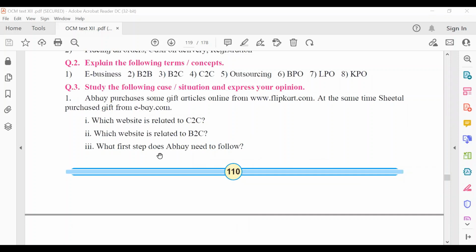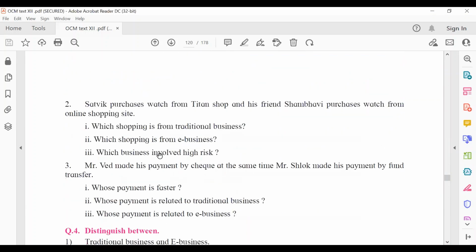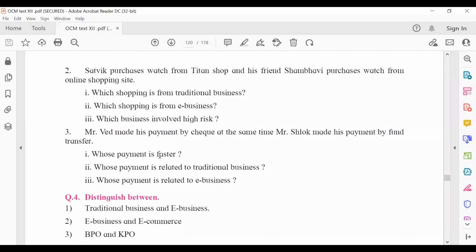One more question that has been asked in the board exam is a case study on this chapter. If you see the question here, the third case study: Mr. Ved makes his payment by check. At the same time, Mr. Shlok makes his payment by internet. So there is a gap here, there's a text missing. So he is doing it by fund transfer.